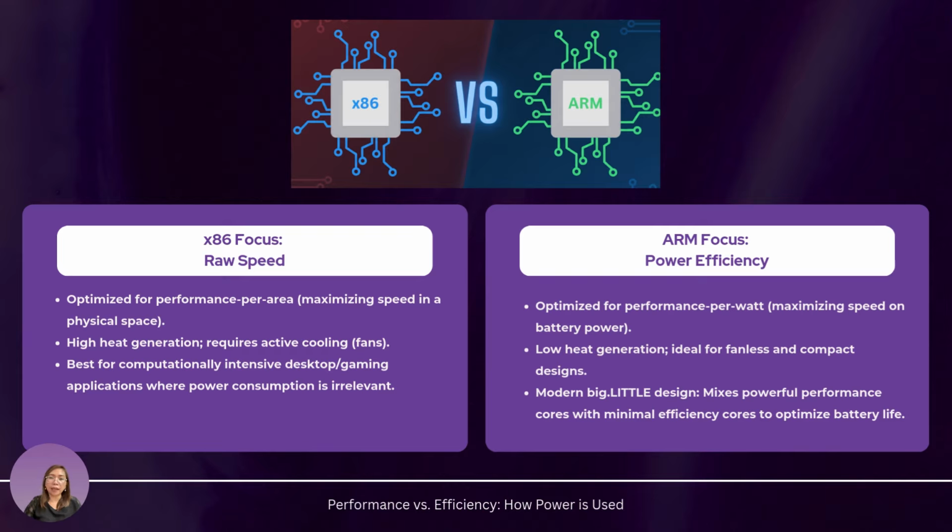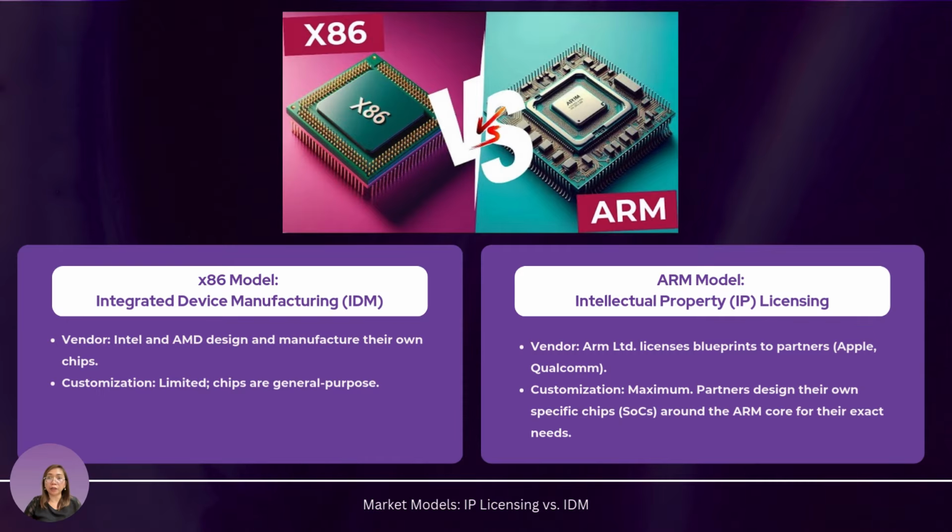ARM, on the other hand, is built for long-distance running. It is built for efficiency. Because its instructions are so simple, it wastes very little energy, making it the perfect choice for battery-powered and fanless devices where heat and power are critical constraints. This efficiency is why ARM dominates mobile devices and is now gaining serious traction in laptops and servers. So, are you for performance or are you for efficiency? That's how power is used and considered in x86 versus ARM architectures.